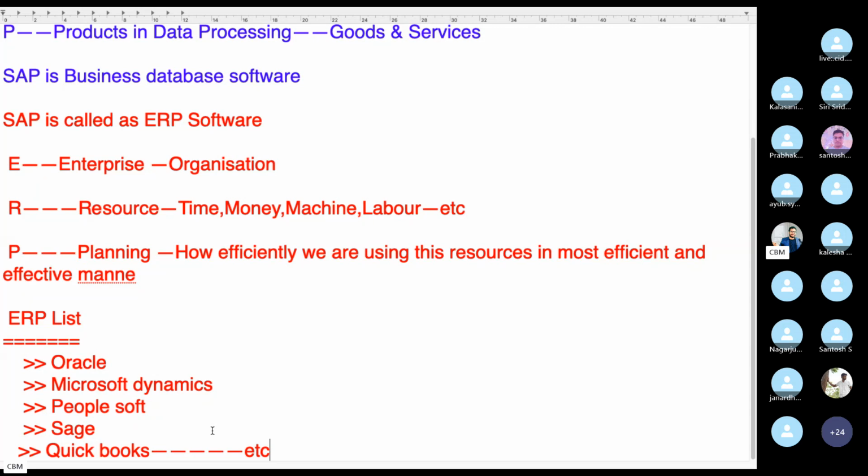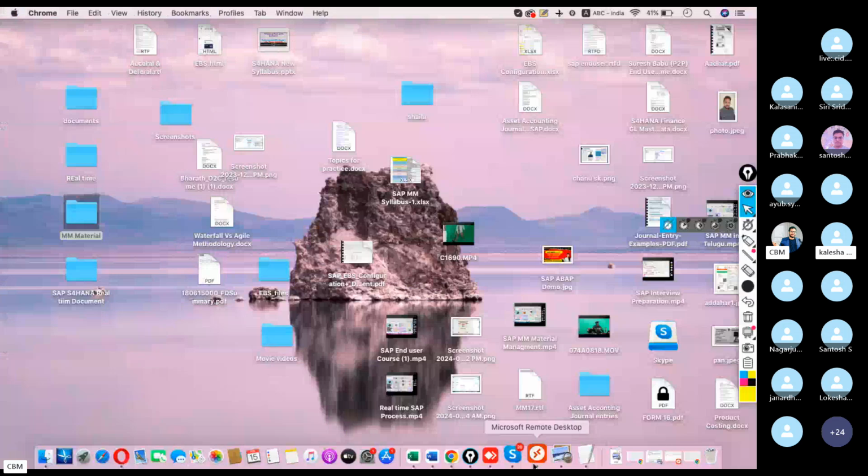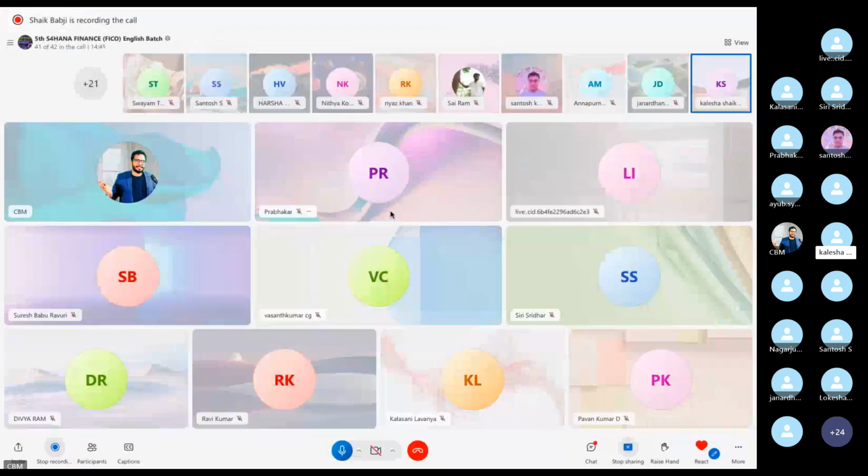What is the reason we need to pick SAP? Why are companies switching to SAP? Is there any particular reason? Yes, what is the reason? Through SAP, we can achieve 80% of the custom requirements with the standard approach. If you go with other ERPs, we have to do more customization.